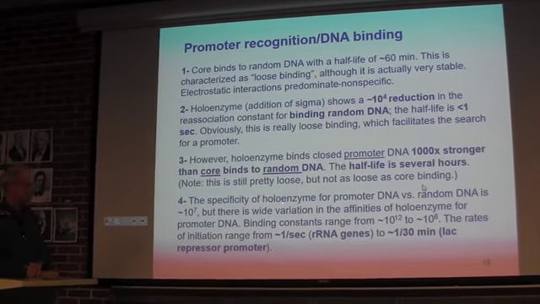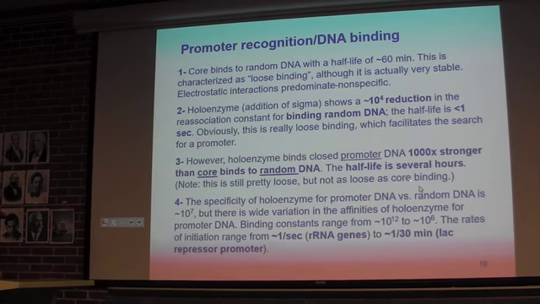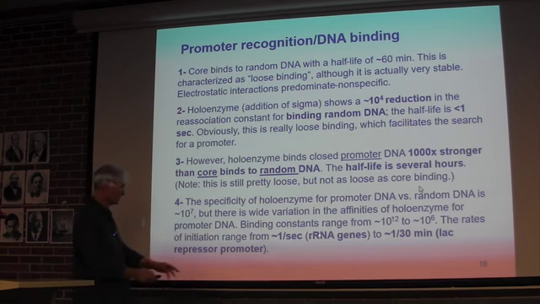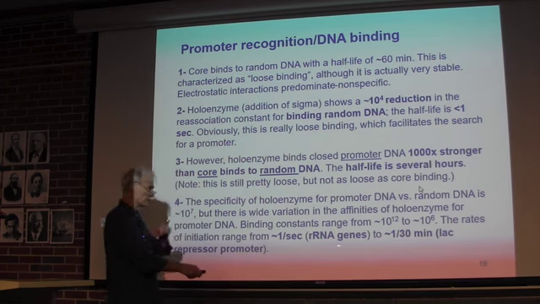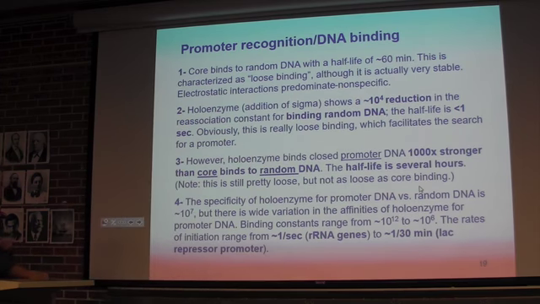Specificity, of course, that's the ratio of the affinity to promoter DNA compared to just random DNA, is 10 million. That's the difference in binding constants. The rate of synthesis, 1 per second for ribosomal genes, 1 every 30 minutes for the lac or lactose promoter. No, for the lac repressor promoter, for the protein that regulates the lac operon, the repressor.